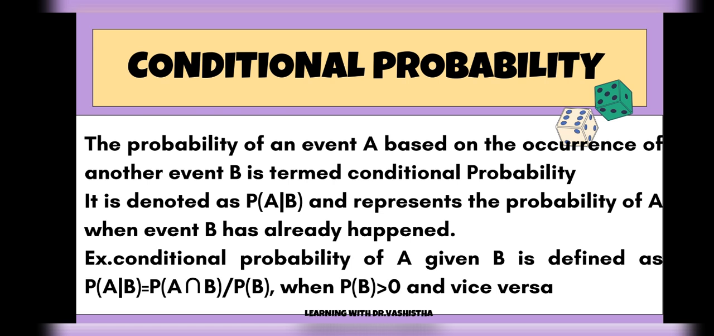The conditional probability of A given B is defined by the formula: P(A|B) equals P(A intersection B) upon P(B), when the probability of event B is greater than 0, meaning it has to happen. There is a sign of a vertical slash, or we can call it a bar. So whenever it is denoted as P(A|B), it represents the probability of event A when event B has already happened.